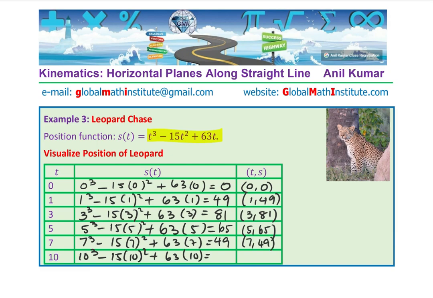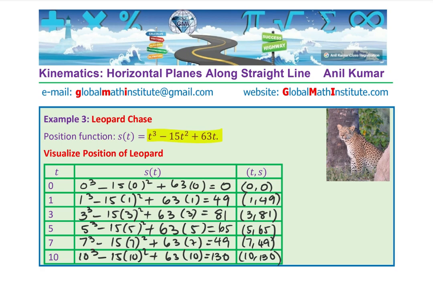And at 10, let's do that. 10 cubed minus 15 times 10 squared plus 63 times 10. So you get 130. So at 10, we get a value of 130. So these are the different positions, correct?